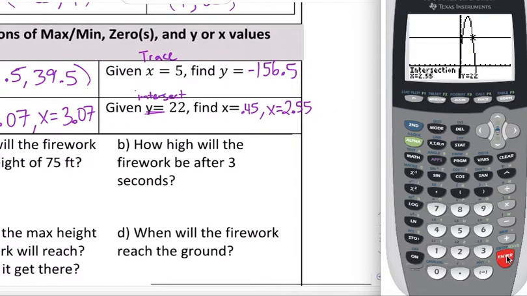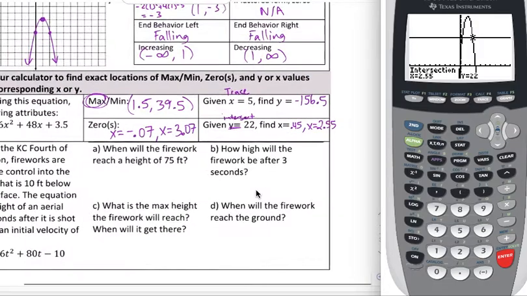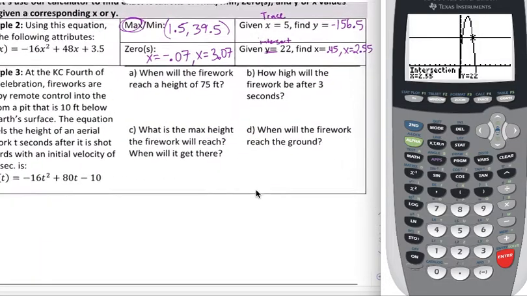All right, so that's how we're handling the graphing calculator. Let's do one more example here, example 3.